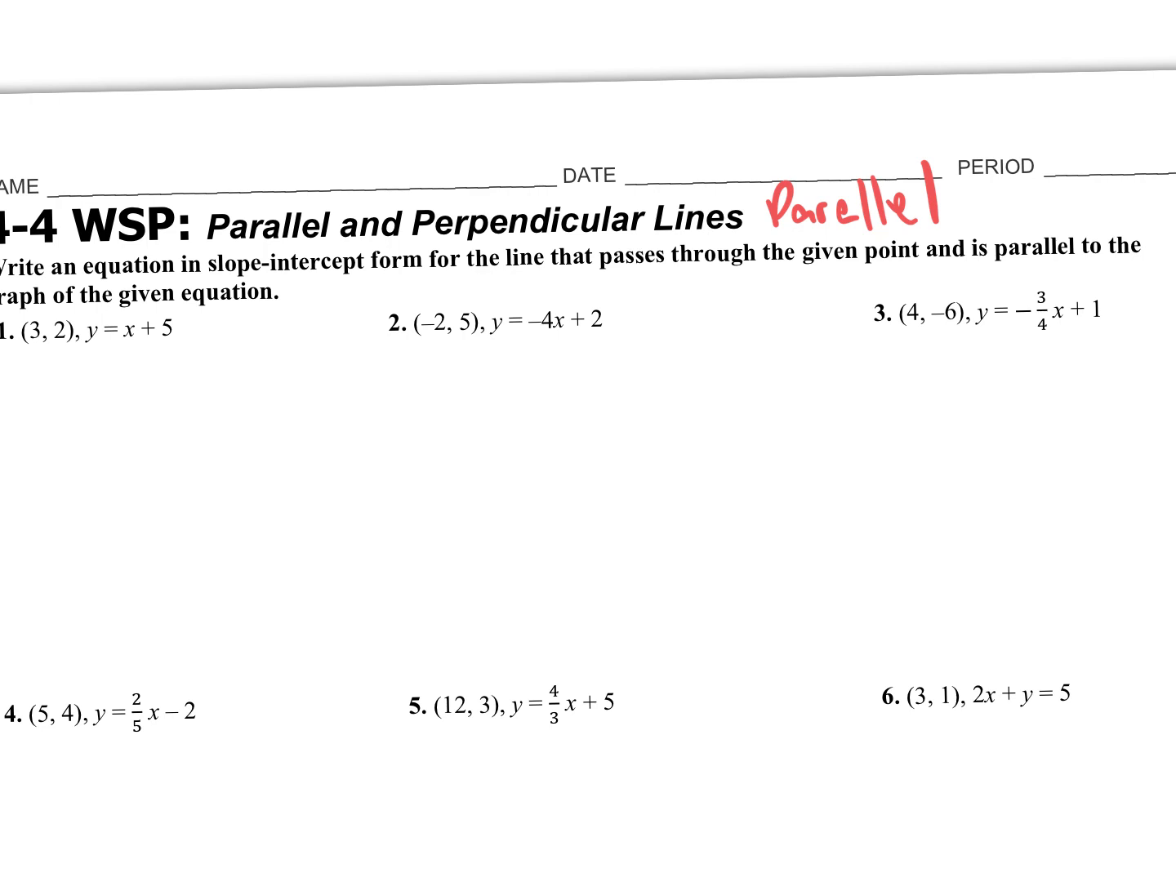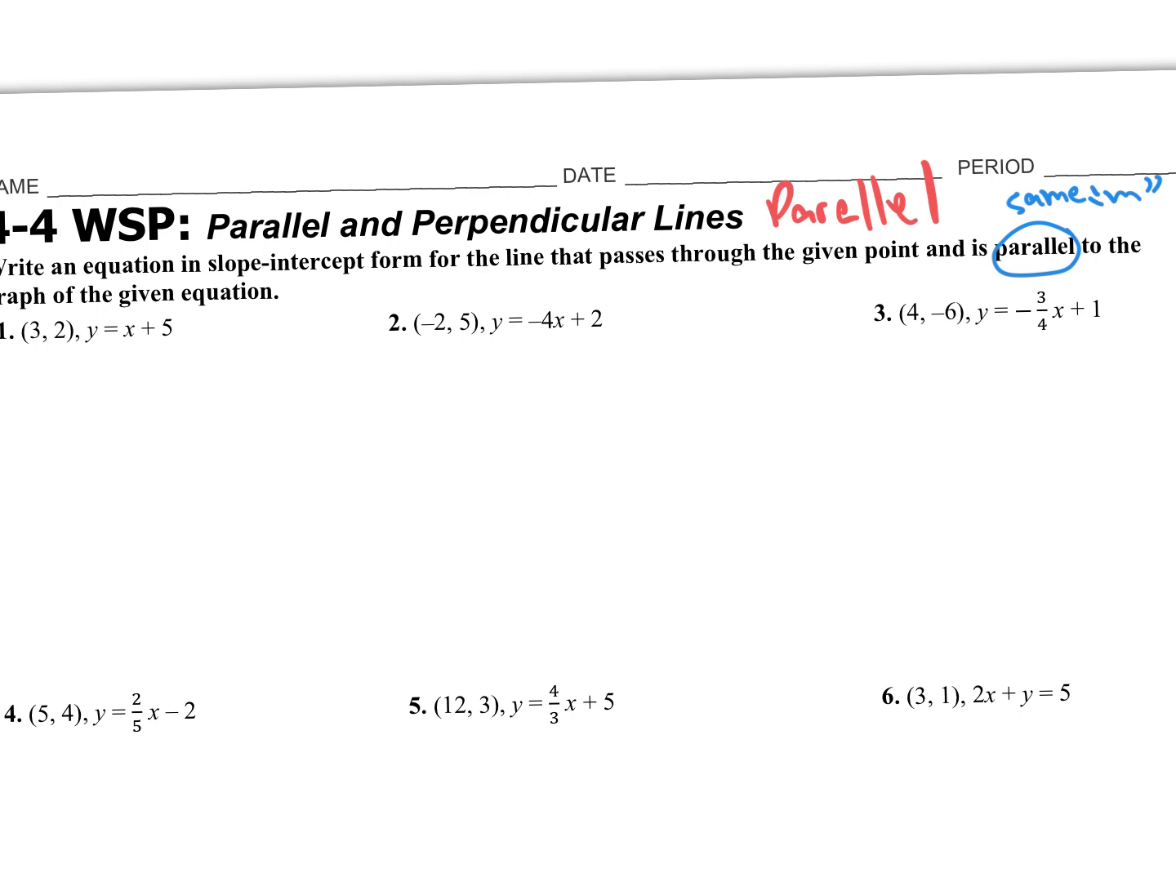Now, what does that mean? On the instructions, it says that your line passes through the given point, so they give you a point, and it says it is parallel to the given equation. So they give you an equation, and they're telling you that the equation you need to write is going to be parallel to that equation. And what we need to know is that the definition of parallel means same slope, same m value. Okay, so parallel means same m value.